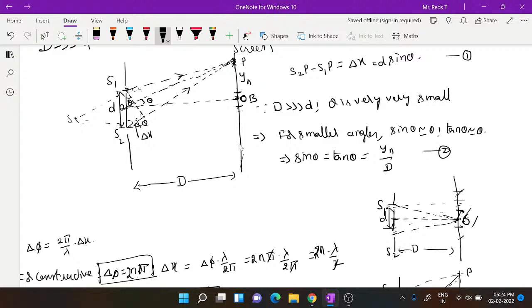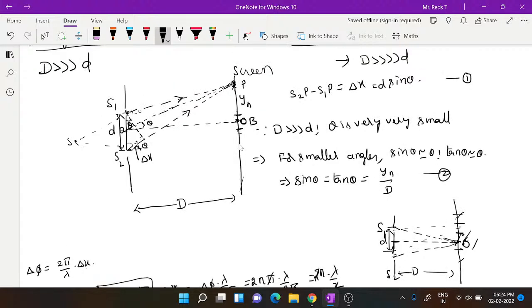Let us try to find what this is. Call this the extra path. If you take the path length of this path as S2P and this path length as S1P, then S2P minus S1P will give you this path length. We call it the path difference. So from the figure, the path difference between these two paths is S2P minus S1P. We denote this as delta x.